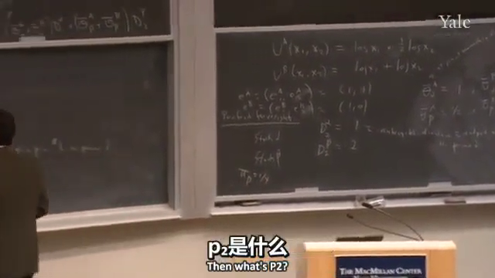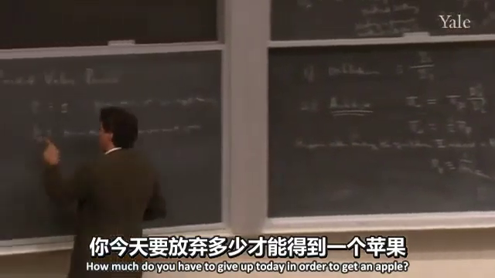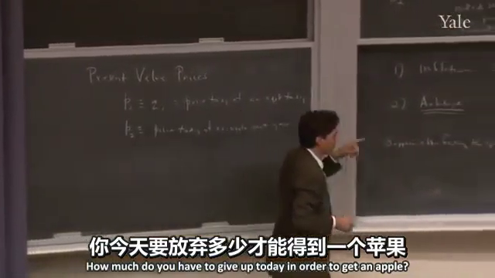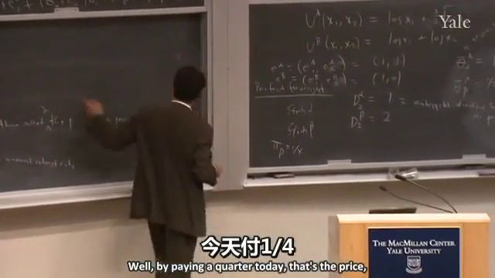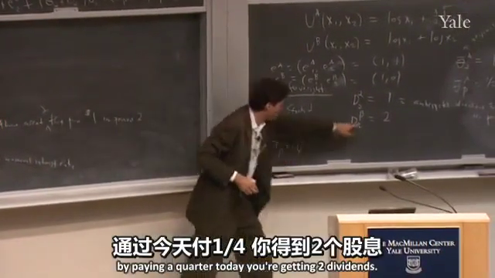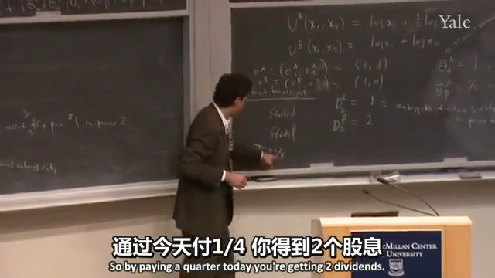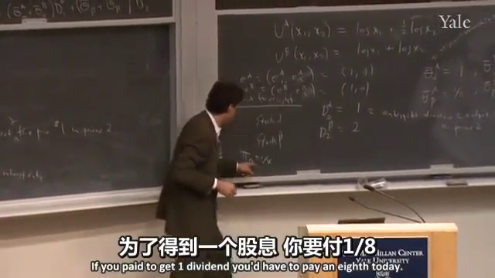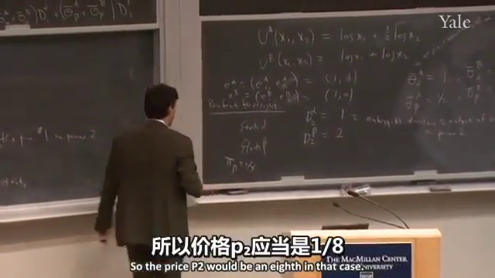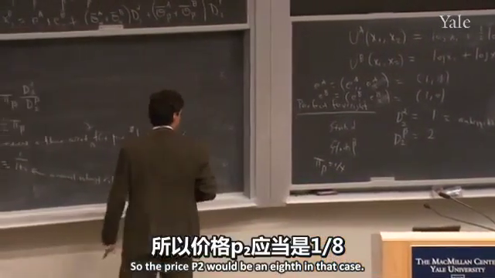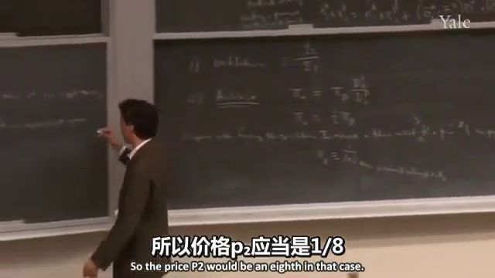Then what's P2? How much do you have to give up today in order to get an apple? Well, by paying a quarter today, that's the price. By paying a quarter today, you're getting 2 dividends. If you paid to get 1 dividend, you'd have to pay an eighth today. So the price, P2, would be an eighth in that case.